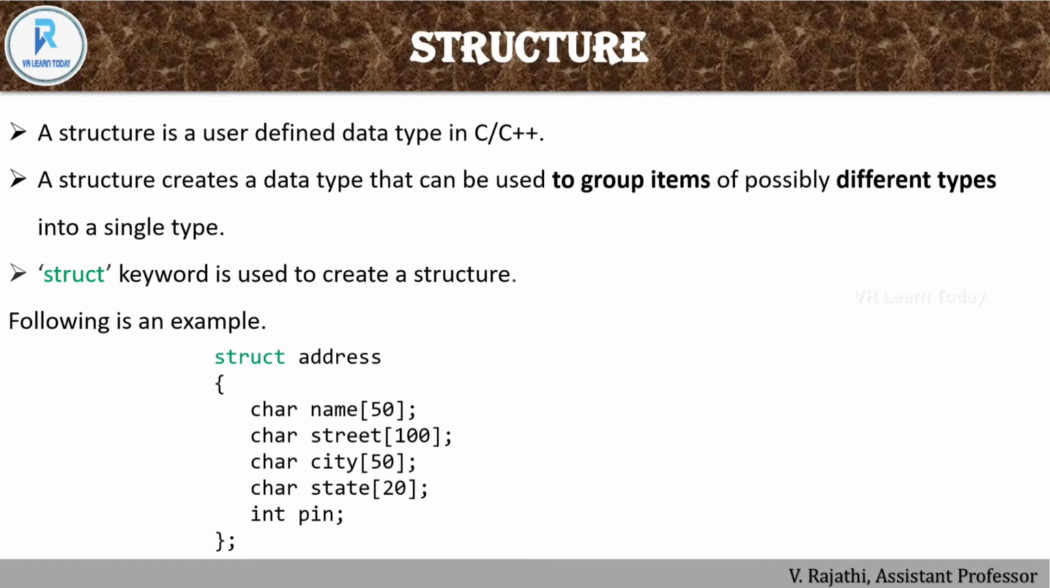And next is structure. A structure is a user defined data type in C as well as C++. A structure creates a data type that can be used to group items of possibly different types in a single type. So struct is a keyword used to create a structure. This is the example: struct keyword, and address is the structure name, or we can call this the structure tag.